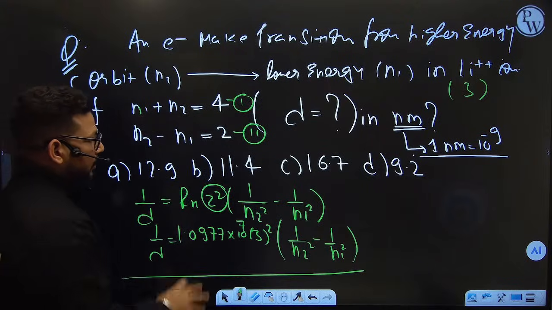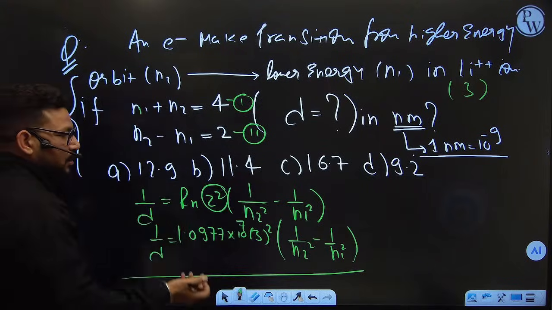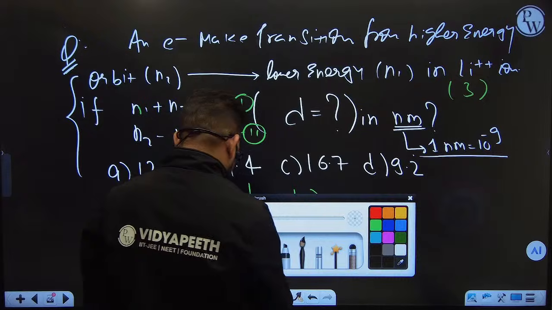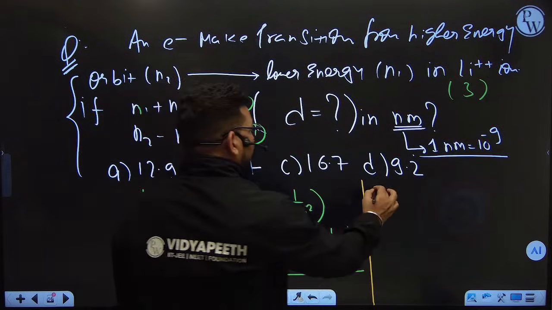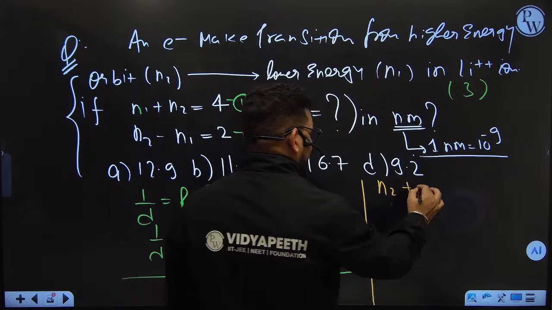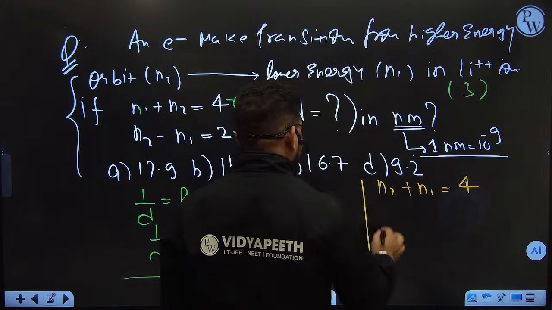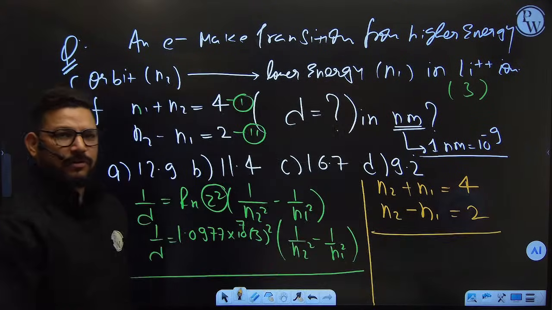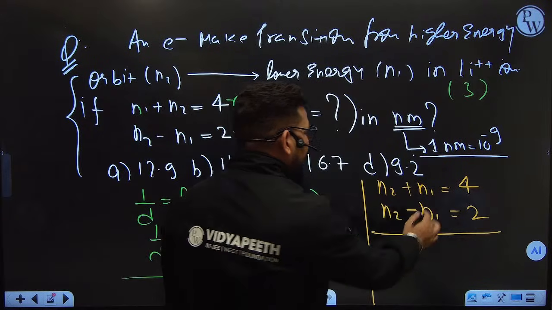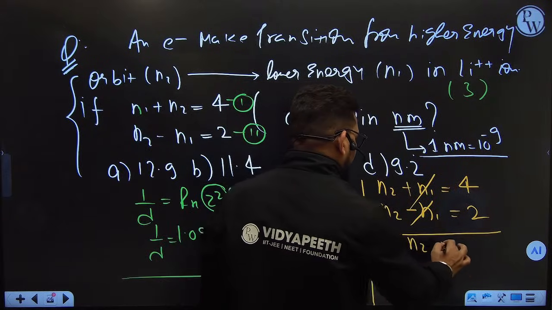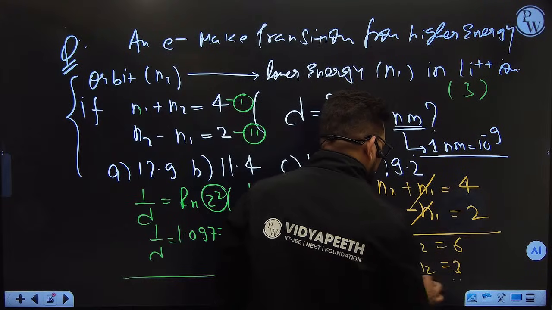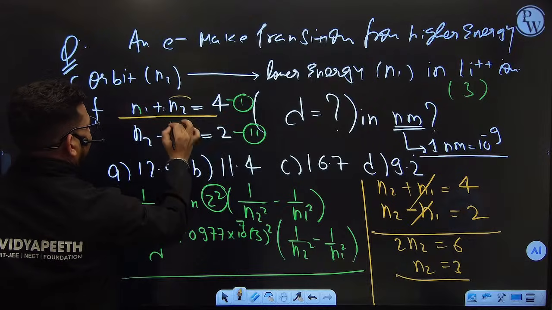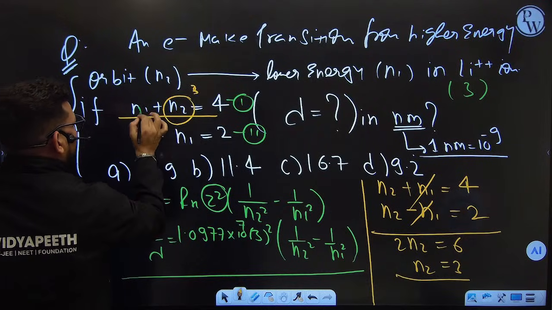Overall, the complete calculation of this question is based on how you are going to find n2 and n1. To find n2 and n1, the question is helping us by providing two equations: n2 plus n1 equals 4, and the second equation is n2 minus n1 equals 2. If you solve these equations with the help of class 8 or 9th mathematics, n1 gets cancelled out, then 2n2 equals 6, so n2 equals 3. And if n2 equals 3, then according to the equation, n1 should be 1.